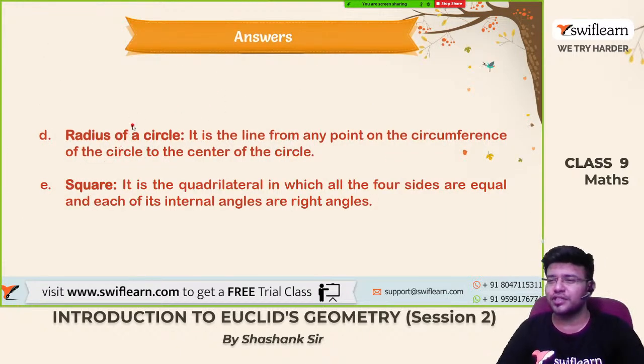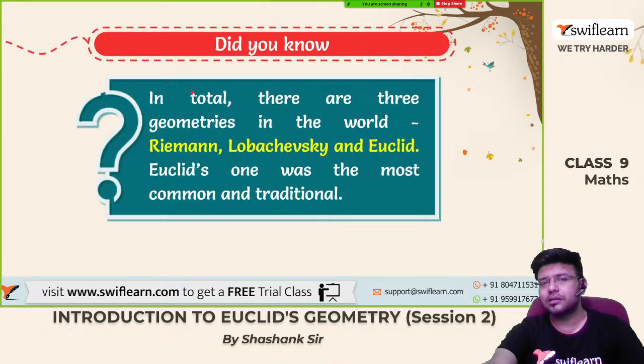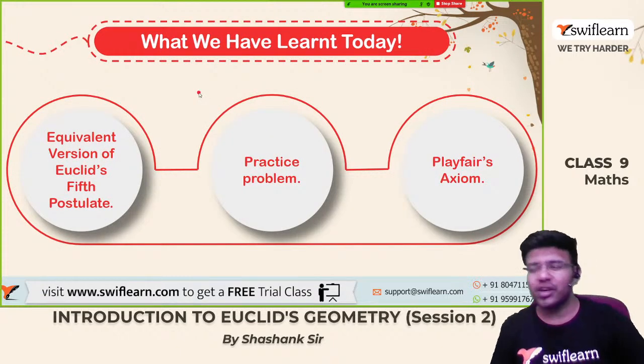And what is the radius? A radius of a circle is the line from any point on the circumference of the circle to the center of the circle. Whatever distance or line you draw from any point on the circumference to the center, that is the radius of the circle. And what is a square? A square is a quadrilateral in which all the four sides are equal and each interior angle is equal to a right angle.